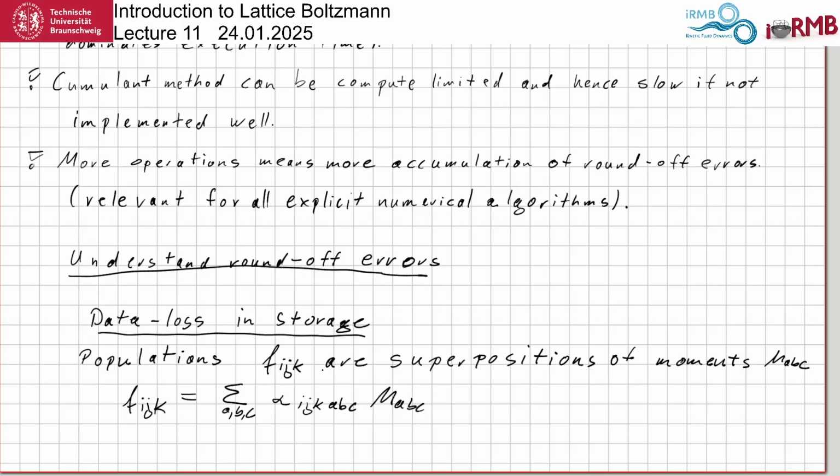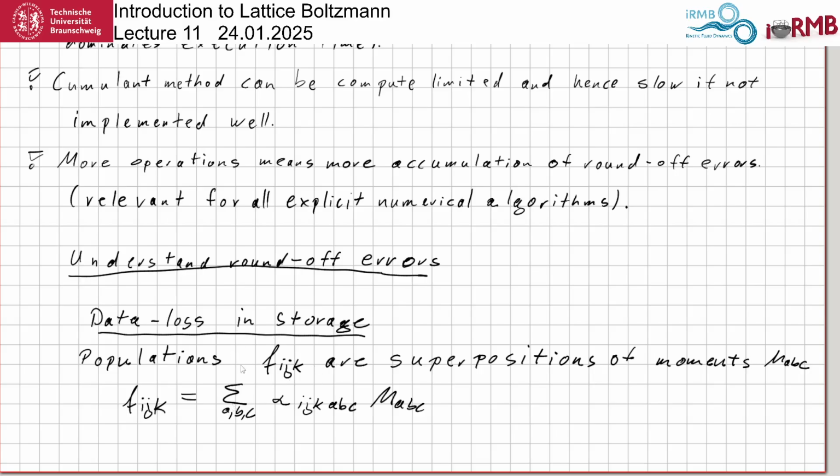So what I want to say is there is a weighted sum. For every population, there is a weighted sum over all the moments that gives you this population. So this is the inverse transform, coming from populations to the moments. This is what I mean: the populations are superpositions, some summed up part of the moments.